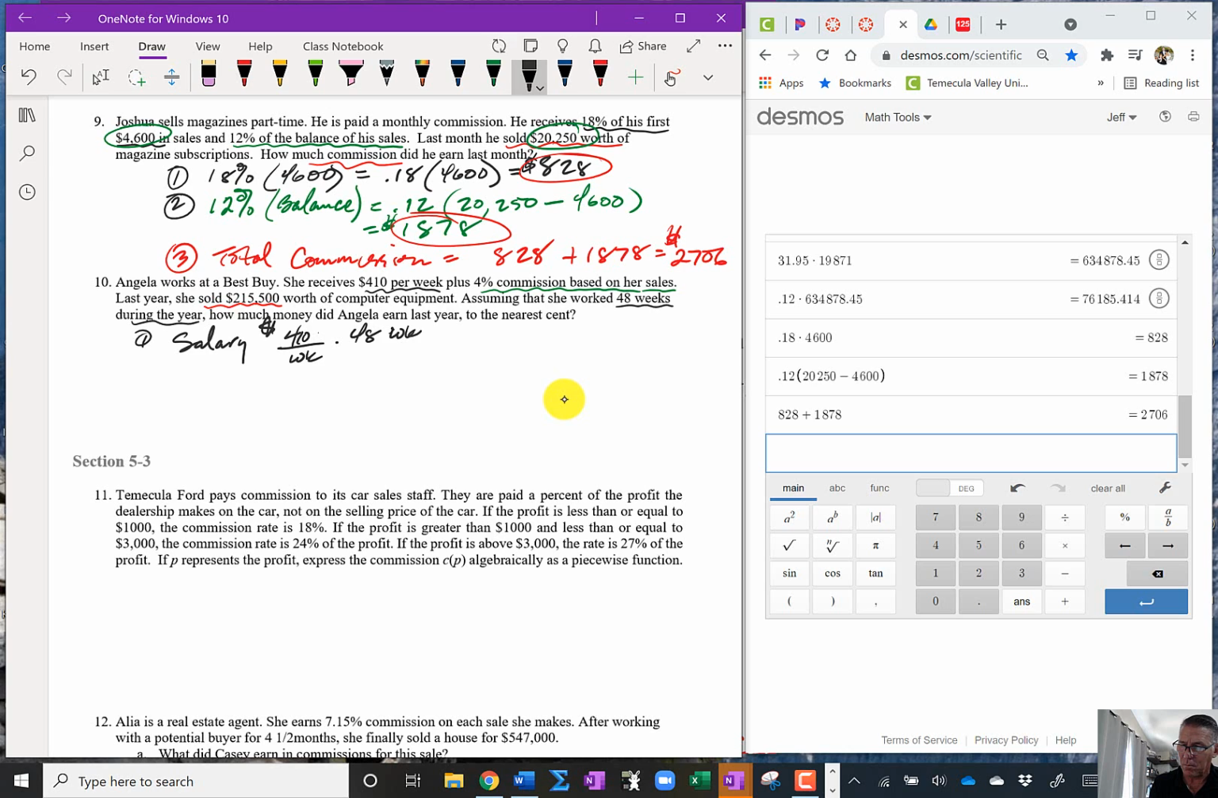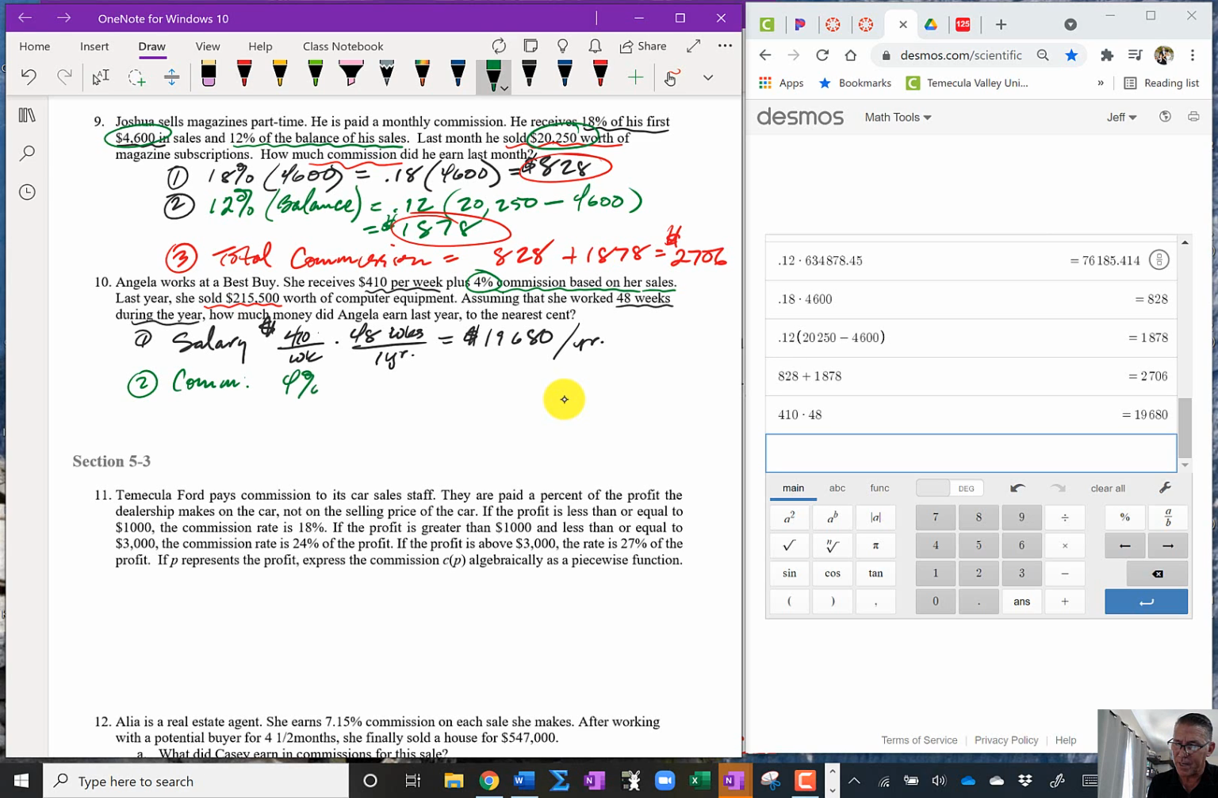She gets 4%. The magic number is 4%. So it's 4% of the sales. That's equal to 0.04 times the sales, which is 215,500. So 0.04 times 215,500. That's $8,620.